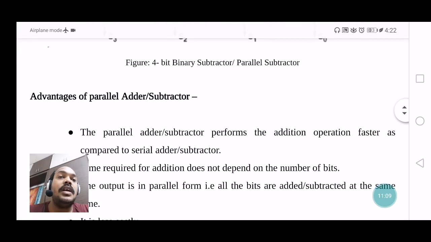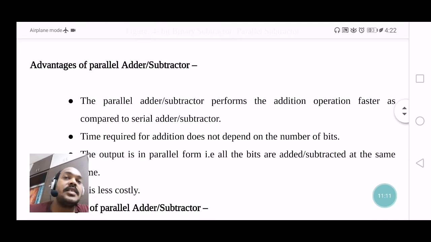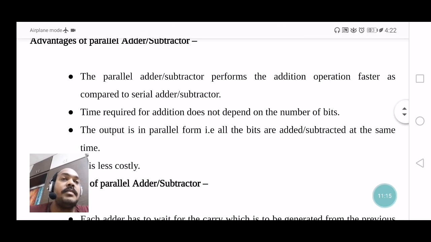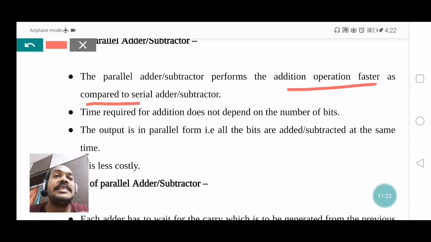Let us discuss the advantages of parallel adder subtractor. From the circuit diagram, the parallel adder or subtractor performs the addition or subtraction operation faster as compared to a serial adder subtractor. What does it mean? In a parallel adder subtractor, we are applying the inputs simultaneously, whereas in a serial adder subtractor, we need to apply the bits one by one.